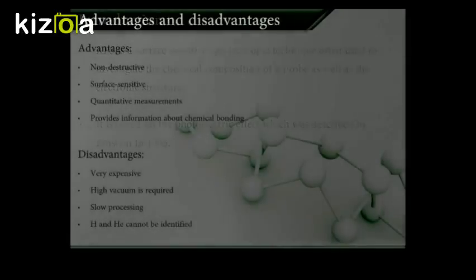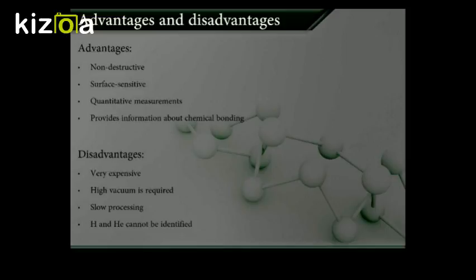XPS has some advantages and some disadvantages, and we are going to go through some of them here. The first advantage is that it is a non-destructive method as well as a surface-sensitive method, so it is very helpful to do an elemental mapping, for example. Another advantage is that it provides us with quantitative measurements, and it gives us information about chemical bonding and chemical composition of a molecule.